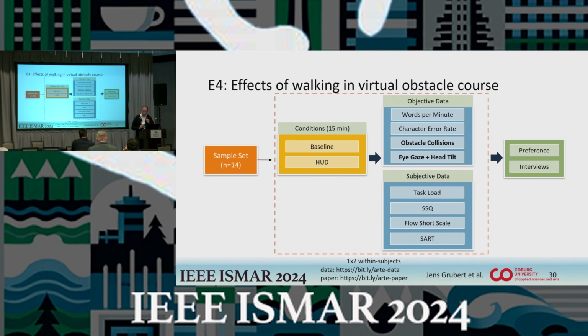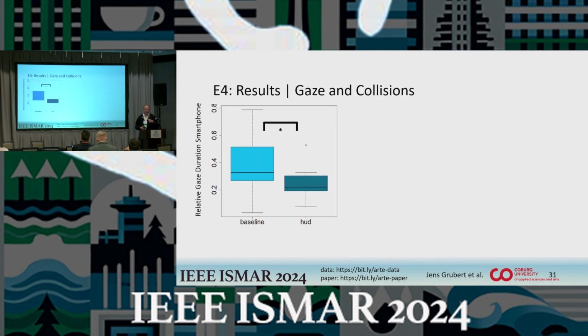But we could see that if you're wearing a head-mounted display that redirects the text output, you actually look less at the smartphone, which is natural because you have to look into your head-mounted display, but that could also raise your hope that you can look at your environment and ideally see more of it. Around 40% of the time in the baseline condition they looked at the smartphone, and in the HUD condition only 25% of the time.